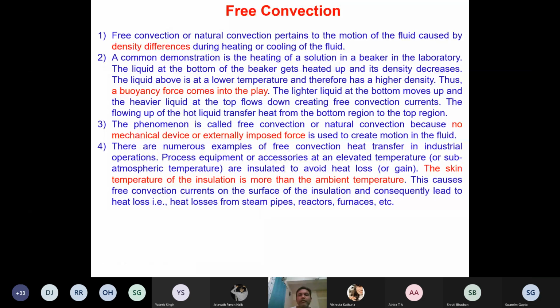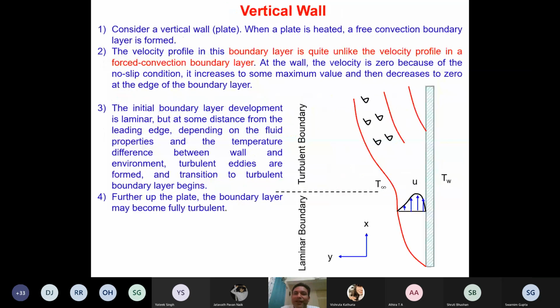Okay, so let us look at some more details of the free convection. So consider a vertical wall. When a plate is heated, a free convection boundary layer is formed. The velocity profile in the boundary layer is quite unlike the velocity profile in the forced convection boundary layer. Let me just explain things in a little bit more detail. In fact, let me just draw one more figure here.